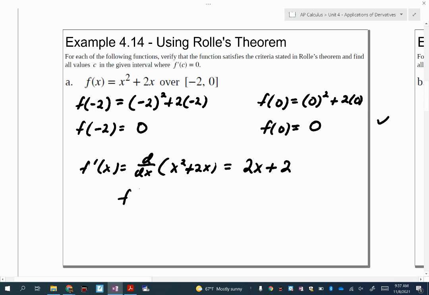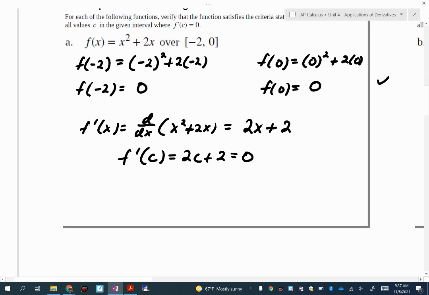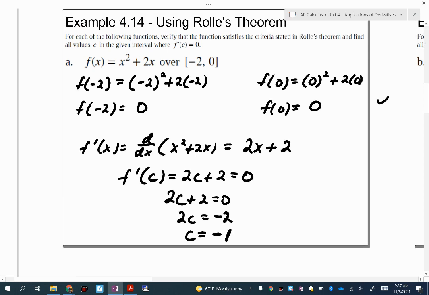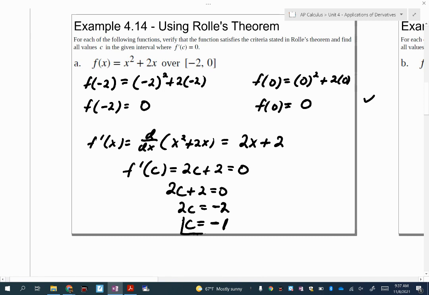All right. So I know that there's some value, we'll call it c, that when I plug it into this derivative gives me 0. So if I solve 2c plus 2 equals 0, then I will find my value for c that is true for this Rolle's theorem. All right, so my value for c is -1. So we're saying if we plug c, -1, into the derivative of this function, I would get 0.